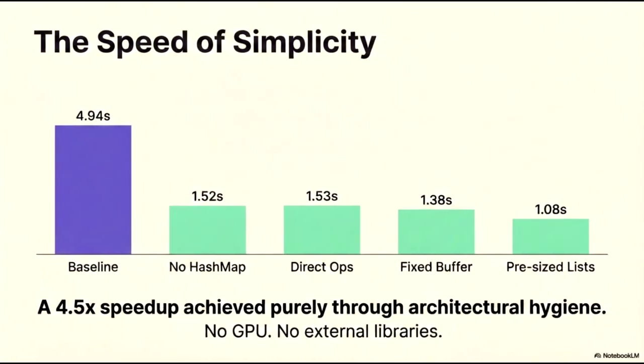The speed of simplicity is clearly demonstrated in this comparison of execution times. Starting with a baseline of 4.94 seconds, we implemented a series of optimizations focused on architectural hygiene. The removal of the hash map provided the most significant initial reduction, bringing the time down to approximately 1.5 seconds. We further refined performance using fixed buffers and pre-sized lists, ultimately reaching a final runtime of just 1.08 seconds. This represents a total 4.5x speedup achieved entirely through streamlined code architecture, without the need for specialized hardware like a GPU or any third-party libraries.